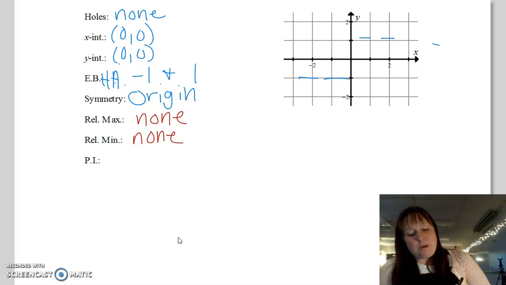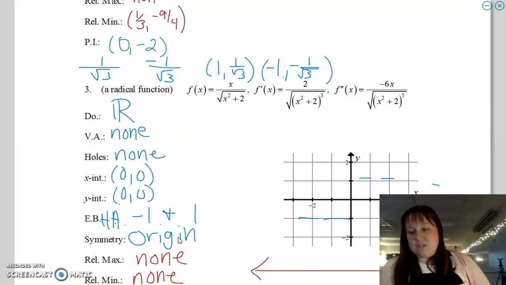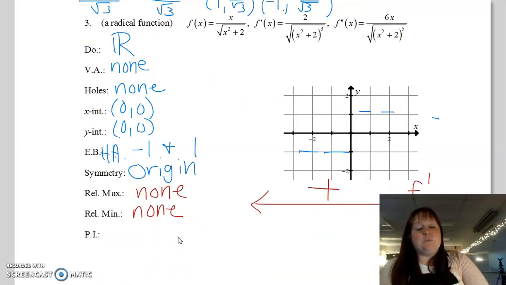So let's see, though. Let's draw an f prime number line and just see what's happening. There's no critical number, so it's never going to change. Let's find out if it's increasing or decreasing. So for the derivative, let's put in 0 because it's easy. It would be 2 over 2 cubed, and then the square root of that. So it's positive over positive, so it's always positive.